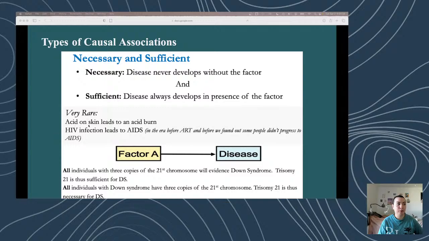That means that acid exposure on your skin is a necessary and sufficient cause of an acid burn. Now, we used to believe that HIV infection was a necessary and sufficient cause of AIDS, that HIV infection would always progress to AIDS. Now we have ART, antiretroviral therapy, where we can intervene and HIV infection can be assuaged, basically. You can be undetectable in HIV and it doesn't always progress to AIDS. But it used to be believed that it was necessary and sufficient, that if A happened, B would happen. See factor A to disease.